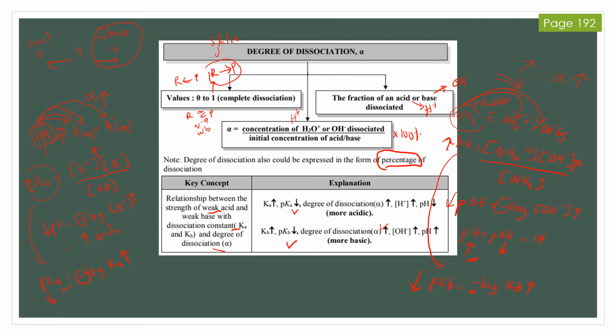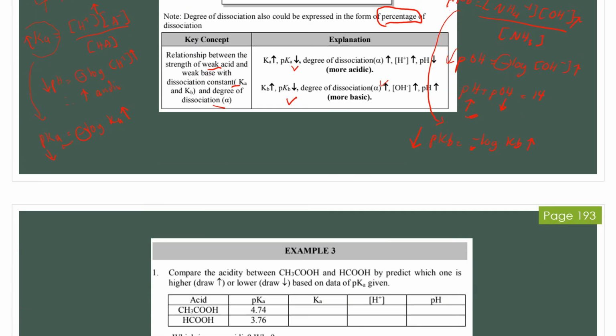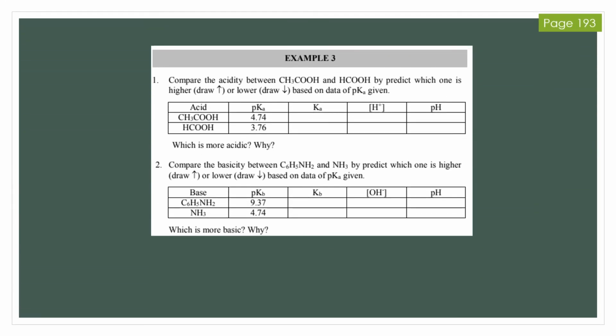Okay, now we will do example number 3. Example number 3, dia minta awak compare the acidity between the ethanoic acid and methanoic acid by predicting which one is higher and lower based on data of the pKa given. Okay, we're gonna look for the first one, okay? Yang ni acetic acid awak, ini adalah methanoic acid awak. For the pKa, kat sini saya nak tulis lah.